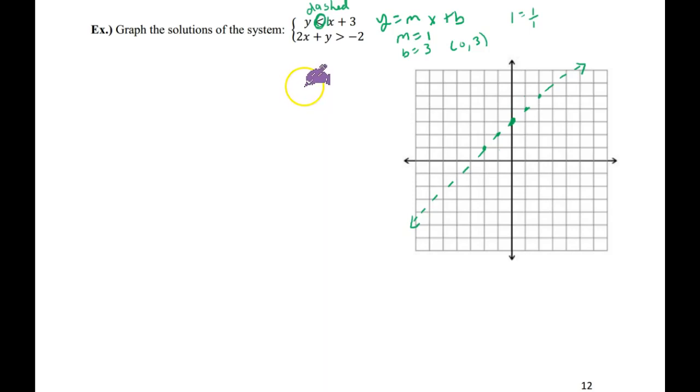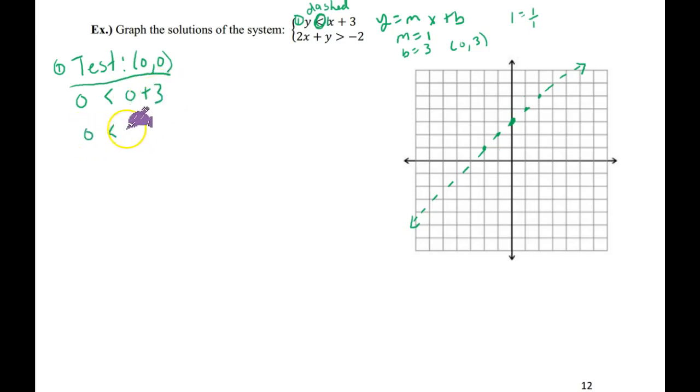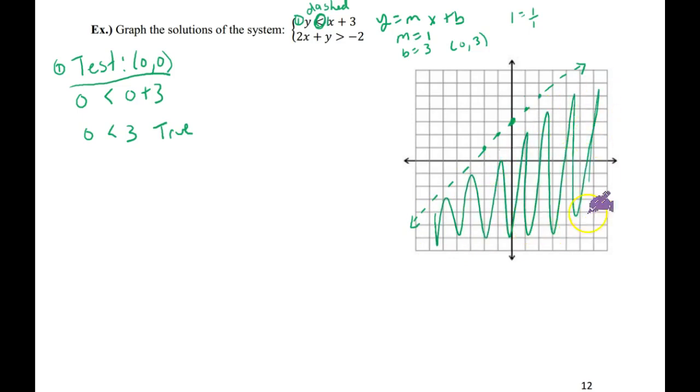Alright, so now I need to think about where to shade this line. So I'm going to test a point that is not on the line. In this case, (0, 0) is not on the line. This is equation 1 here, or inequality 1. I filled it into the original inequality, replacing y with 0, replacing x with 0. Is 0 less than 3? That is true. If it's true, that means that's the side I shade. So (0, 0) is here at the origin. It was true. I shade this side of my line.